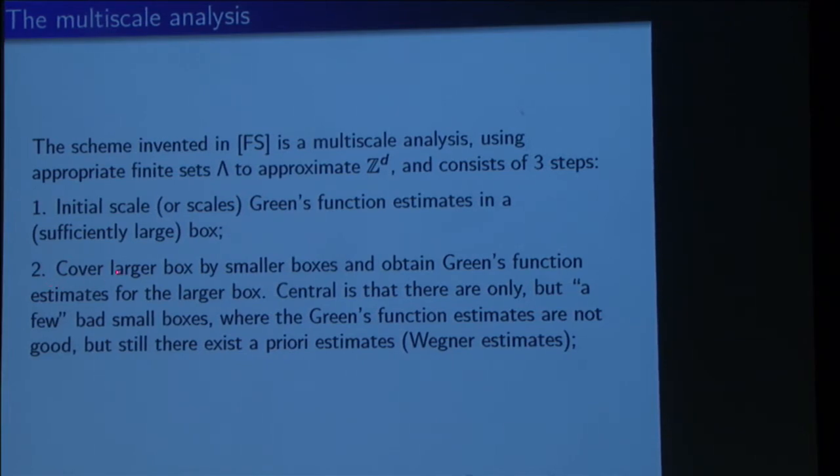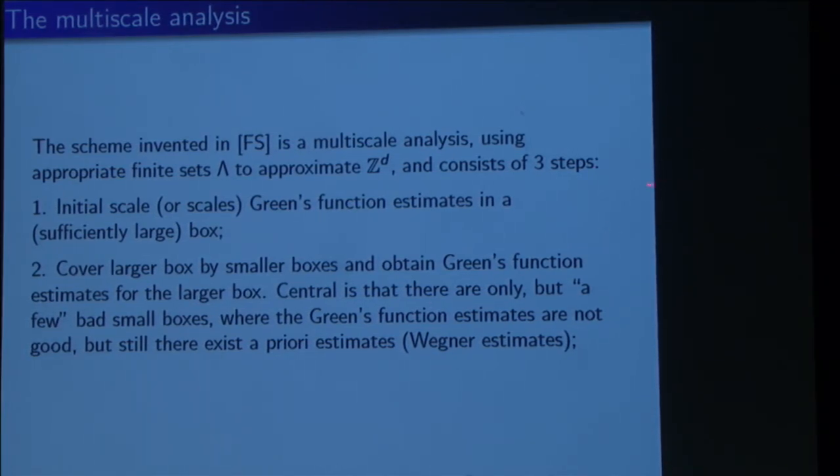Number 2, you cover large boxes by smaller boxes, right? It's very reasonable and geometric, and obtain Green's function estimate for the larger box. It's a good idea, very good idea. Natural. Central is that there are only but a few bad small boxes. You cannot exclude bad boxes, where the Green's function estimates are not good, but still there exist a priori estimates. They cannot be arbitrarily bad.